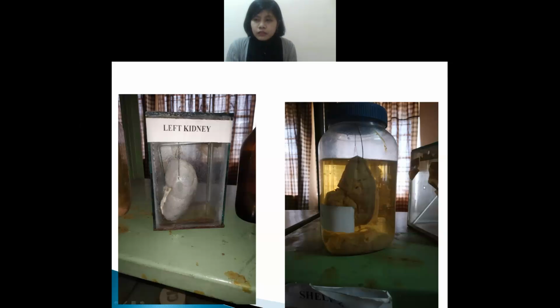Who will say? Yatulika, can you say about kidney? Yes. Kidney is a vein-shaped organ, and the right side kidney is a little bit lower than the left side. And why is the left side lower?